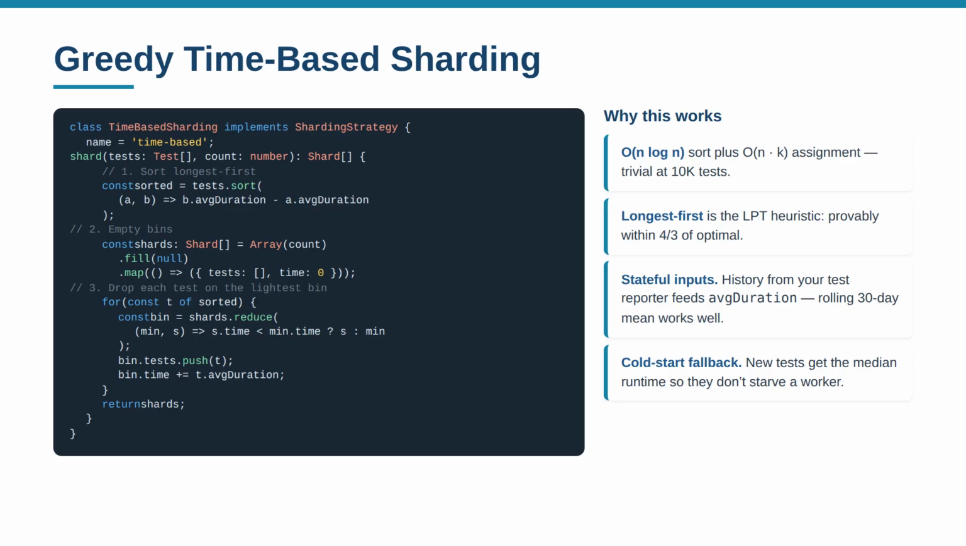Why does this work so well? The sort is order n log n, and the assignment is order n times k, where k is the worker count. Trivial at 10,000 tests. The longest first ordering is the LPT heuristic, which is provably within 4/3 of optimal balance. Historical average duration comes from your test reporter. A rolling 30-day mean works well. And for new tests that have no history, assign the median runtime of existing tests so they don't accidentally starve one worker while all others wait.